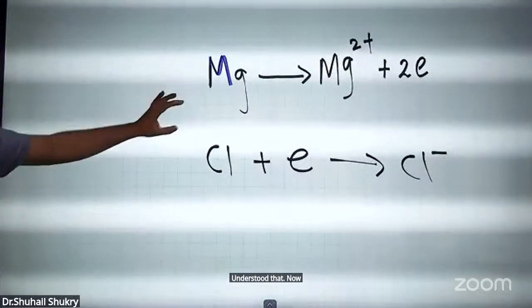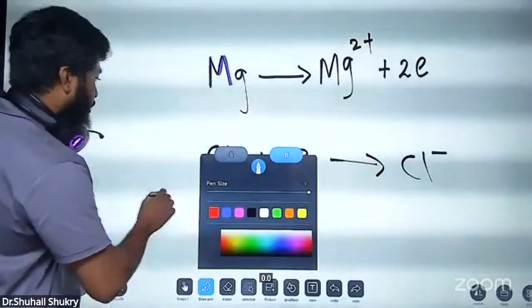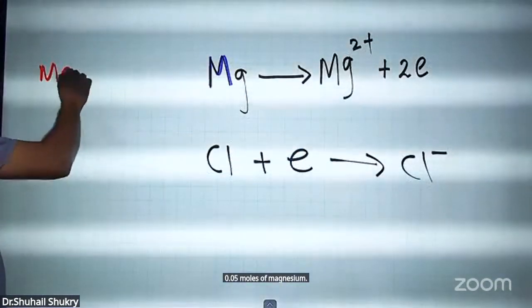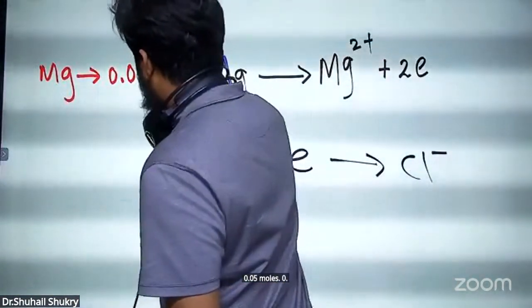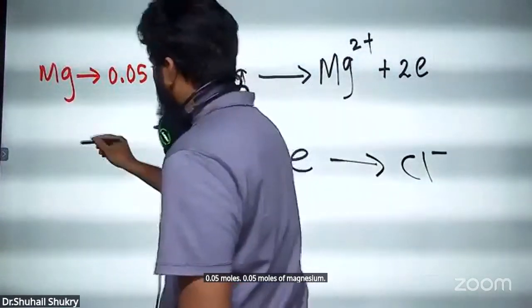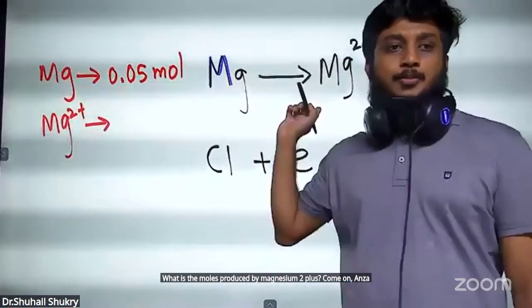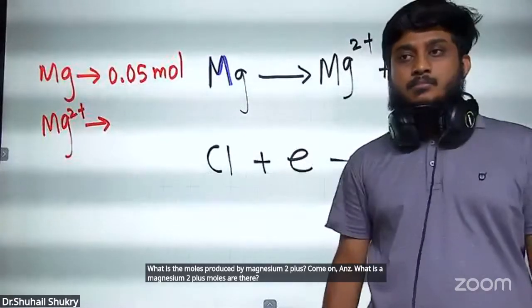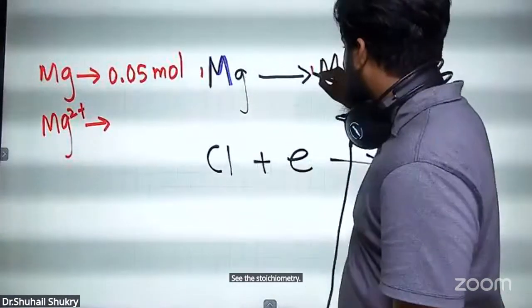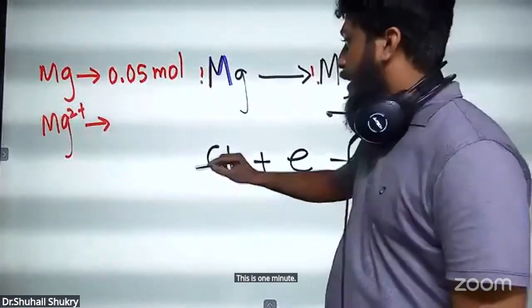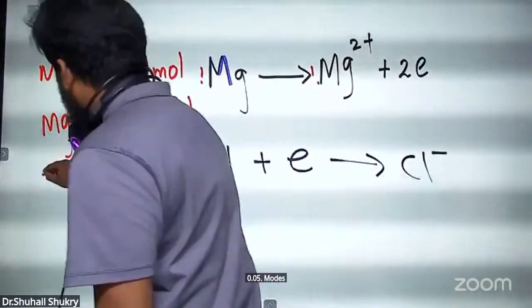Now we'll see, I am taking 0.05 moles of magnesium. What are the moles produced of magnesium 2 plus? See the stoichiometry. 1 and 1. This is 1, so this is also 1. So that is 0.05 moles.